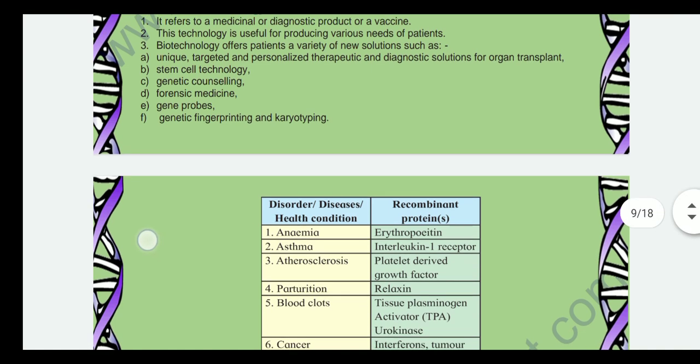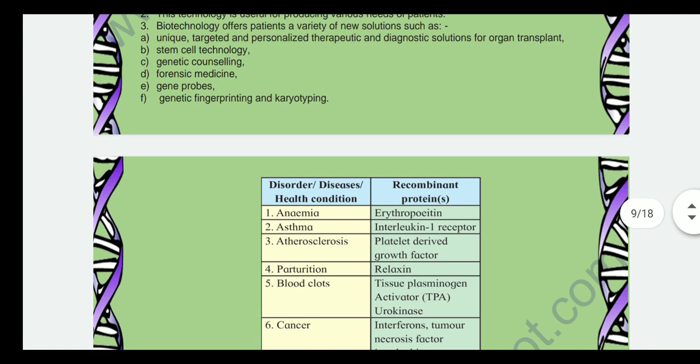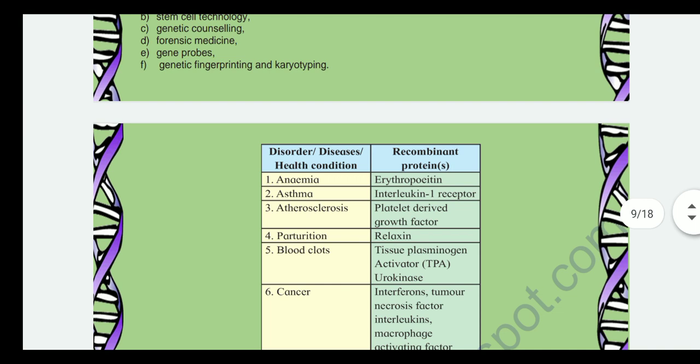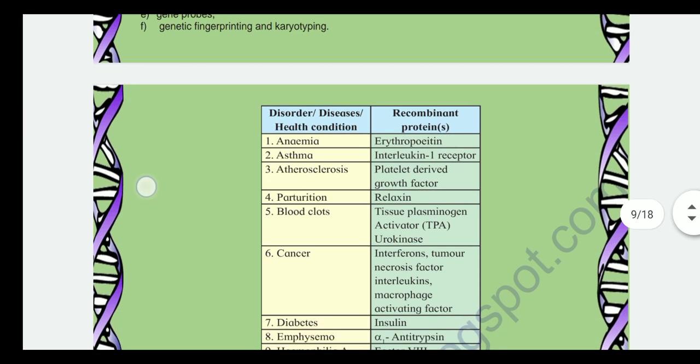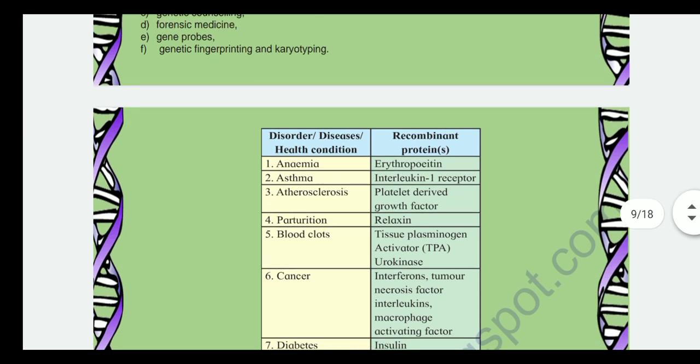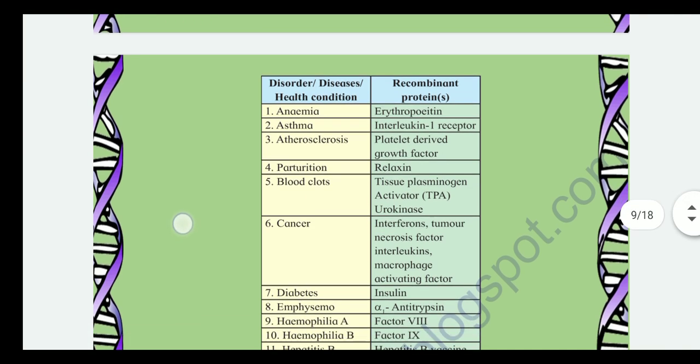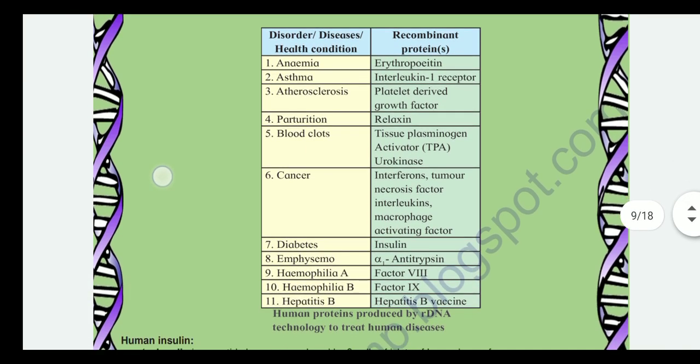Stem cell technology, where the stem cells from the newborn baby are collected. Genetic counseling for any genetic disorder. Forensic medicine, gene probes, genetic fingerprinting, and karyotyping. Here the fingerprinting is used for the genetic study, karyotyping for the arrangement of the chromosomes according to their sequences. Disorder and disease or health conditions, and recombinant proteins which are useful for it.